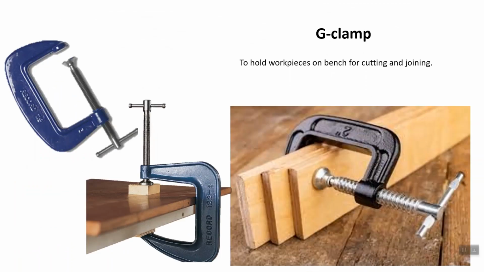Then we have the G clamp. It is called a G clamp because it has a G shape. It is used on wood, metals, and plastics. It holds workpieces on the bench for cutting and joining. Even when you're gluing wood together, you can use a G clamp to hold them together while they are setting. So this is a G clamp. There are different sizes of G clamp for wood, metals, or plastics.